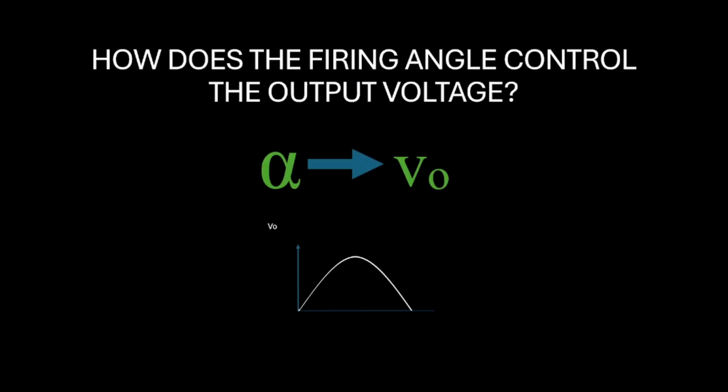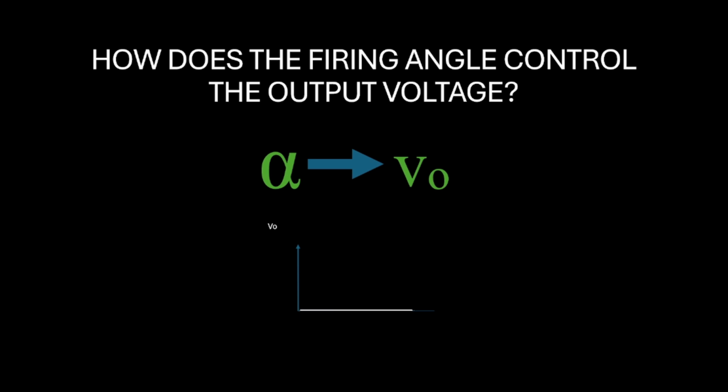Now let's ask an important question. How does the firing angle control the output voltage? The firing angle, denoted by alpha, is the angle at which the SCR is triggered during the AC cycle. By changing the moment the SCR receives the gate pulse, we can control when the current starts to flow through the circuit. This is crucial because the later we trigger the SCR within each cycle, the less time we allow current to flow. This directly reduces the average output voltage.